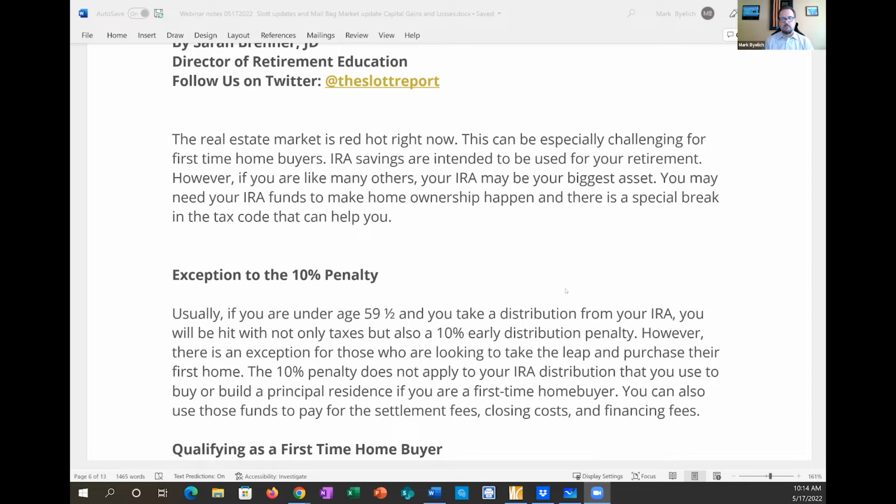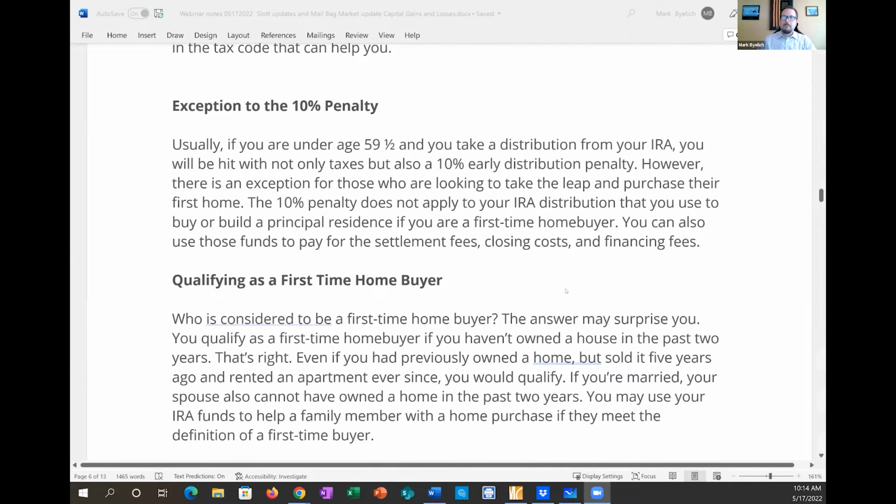IRA savings are intended to be used for your retirement. However, if you're like many others, your IRA may be your biggest asset. You may need your IRA funds to make home ownership happen, and there's a special break in the tax code that can help you.